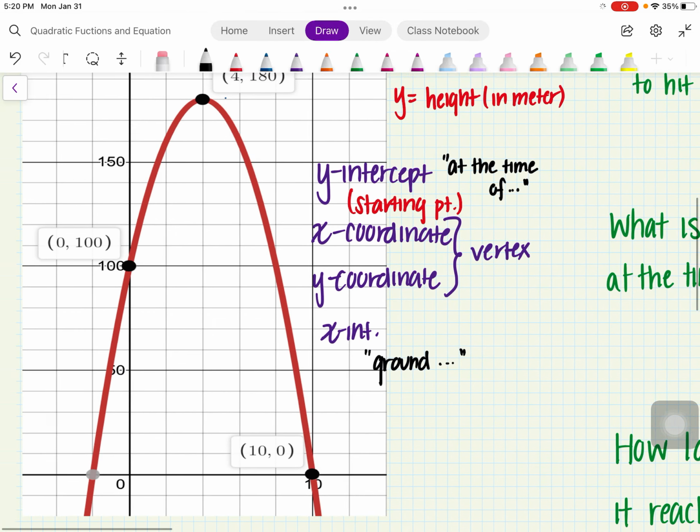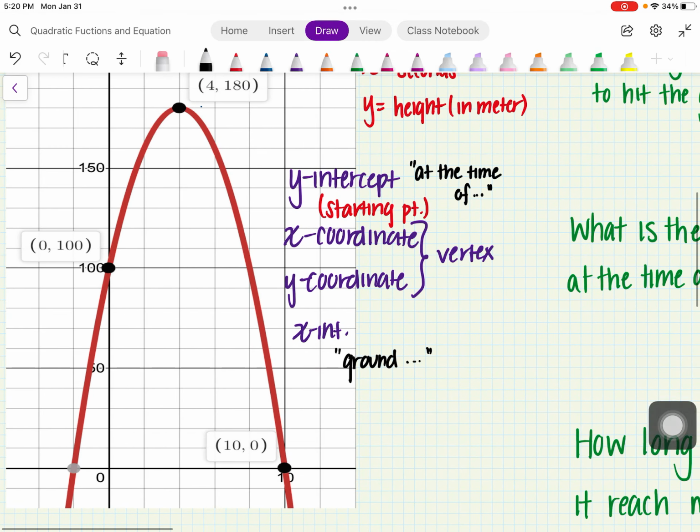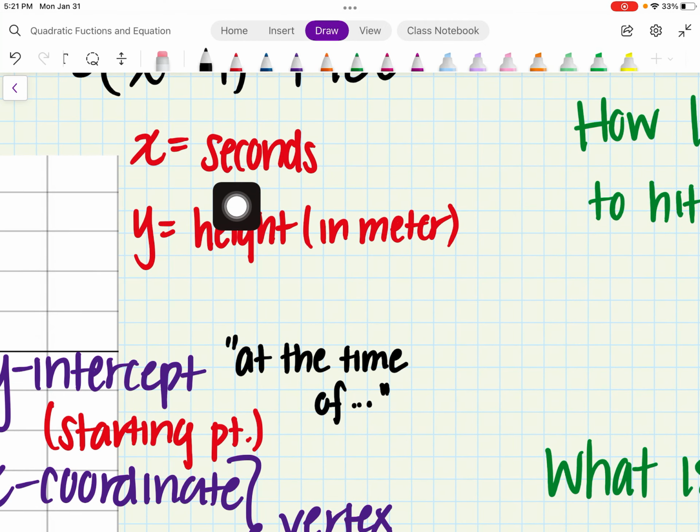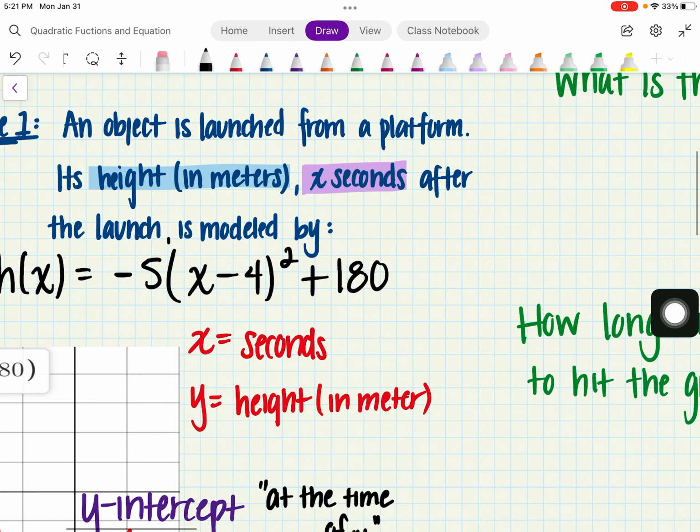Now, if we take a look at this graph here, once again, our y-intercept is our starting point. So we do start at a certain height. Then we launch the object, it reaches its maximum point, and then comes back down. In this case, once again, this is when it's at rest, when it's no longer in the air, when it's on the ground. Okay, so before I get started with the questions, guys, once again, x represents seconds, y represents height. And we got that from our initial word problem here.